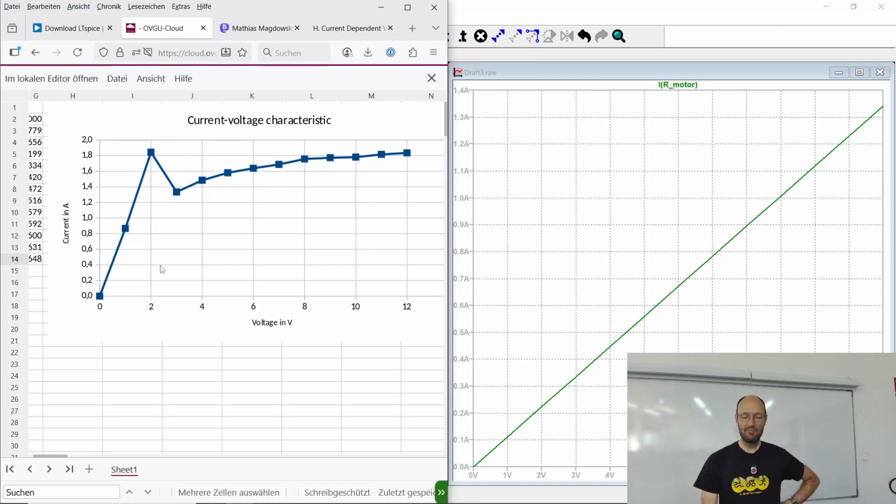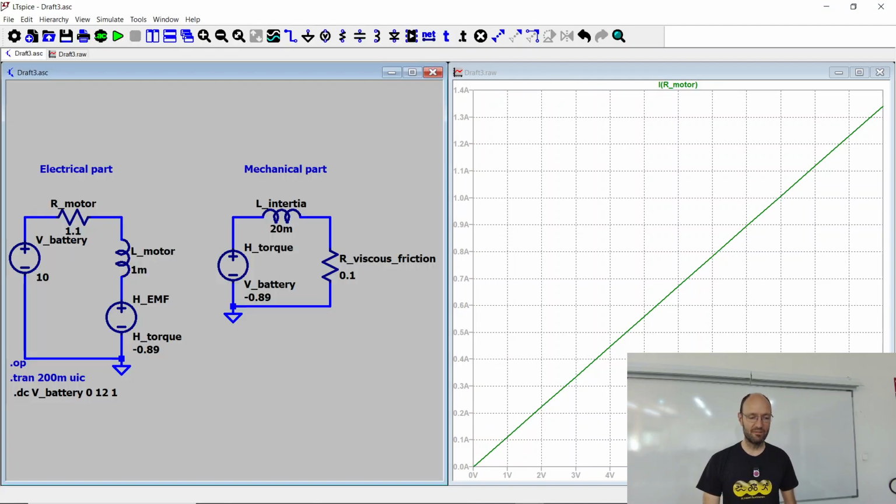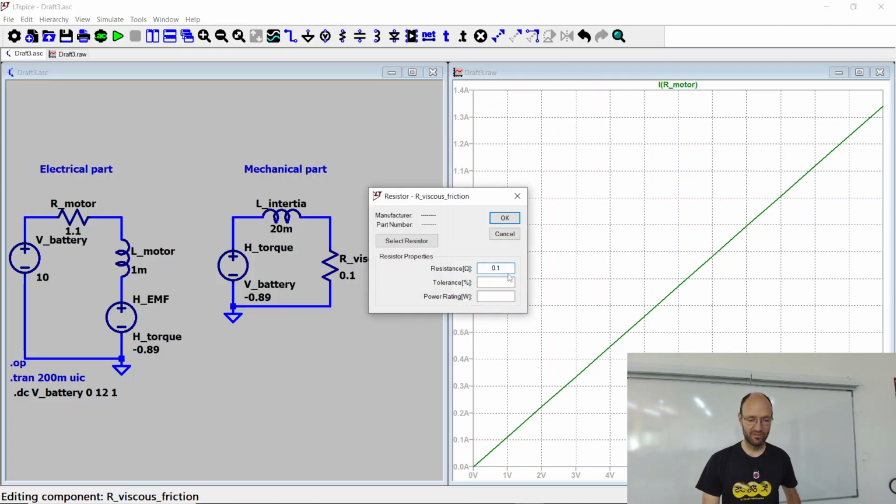Okay, it's not looking so similar. So what's the problem with my model now? Why did we have this step here where the current would increase more at the beginning, then the current would go down, and we had this less steep increase? And at the end we are ending with more or less the same value. Now my friction here is a bit small maybe.